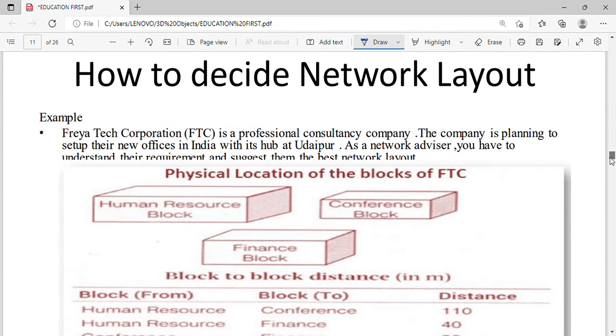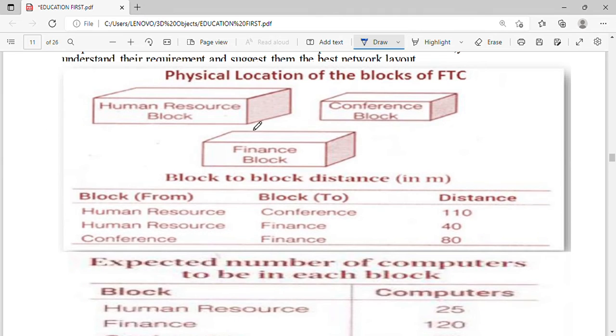Let's see a question. French FTC is a professional consultation company. The company is planning to set up an office in India with a hub in Udaipur. As a network advisor, you have to understand the requirement and suggest the best network layout. There are three blocks: human resource block, conference block, and finance block. The distances between these blocks are given here respectively.